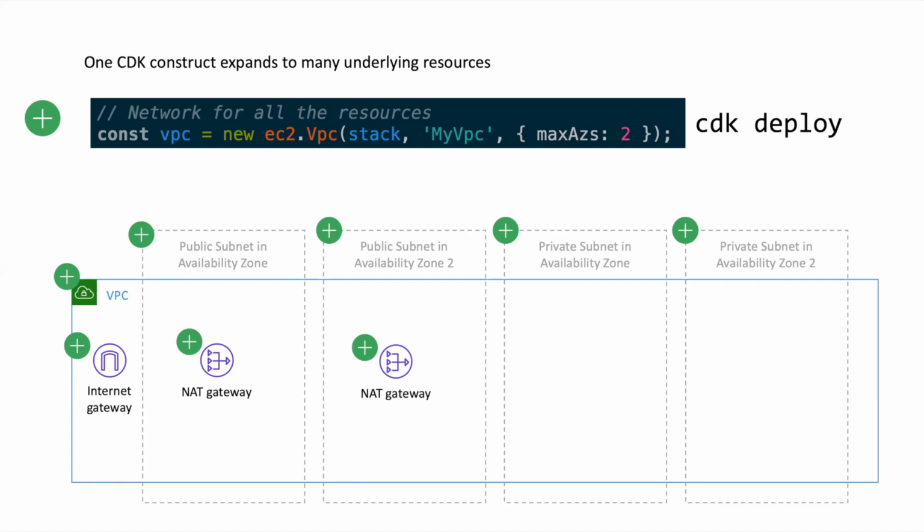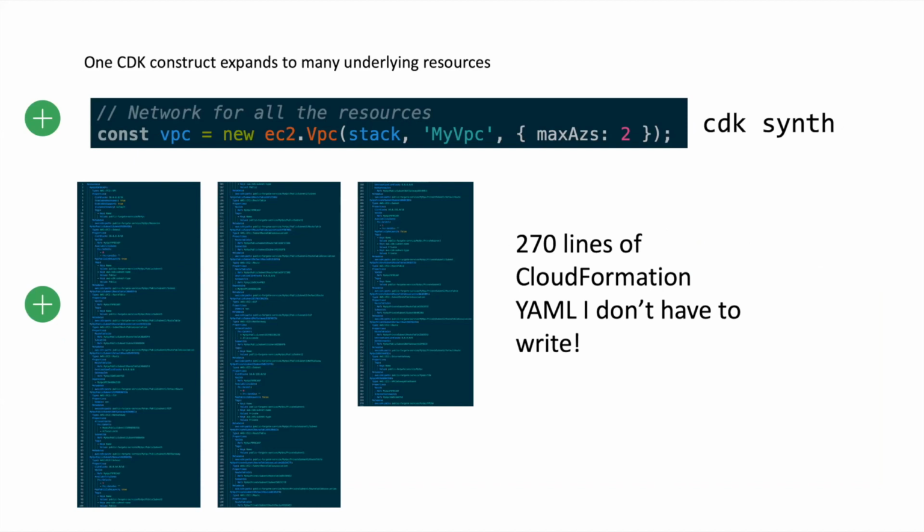So just to give you an idea of how much configuration is required, let's look at the CloudFormation that's required in order to specify a baseline VPC. 270 lines worth of it. So that's quite a bit of CloudFormation to write there. But when I use CDK and I say new EC2.VPC, it's just one line. That's all I have to write.